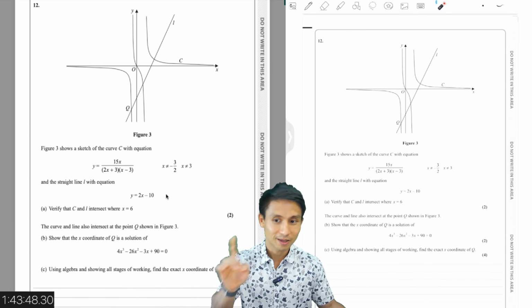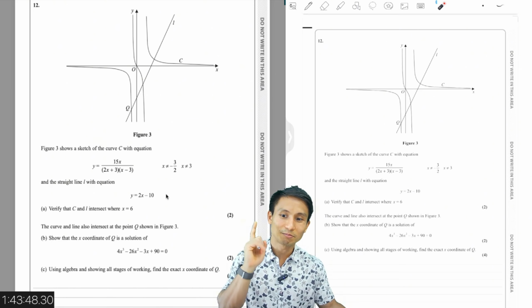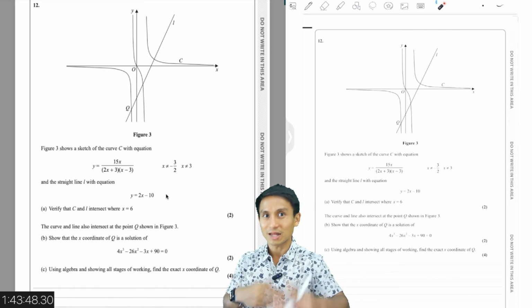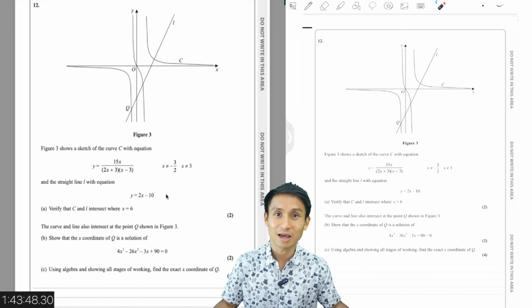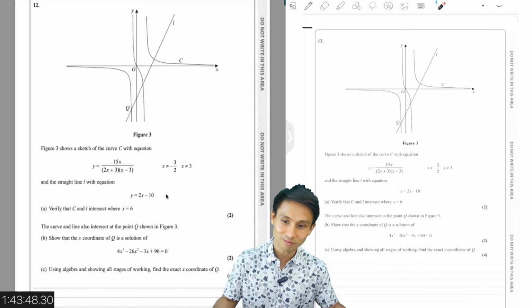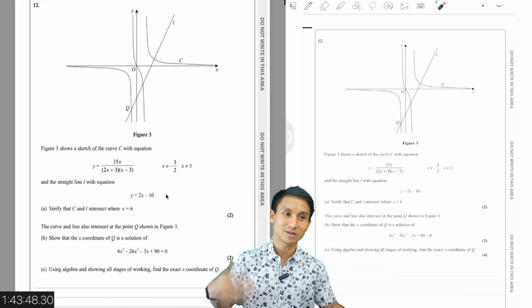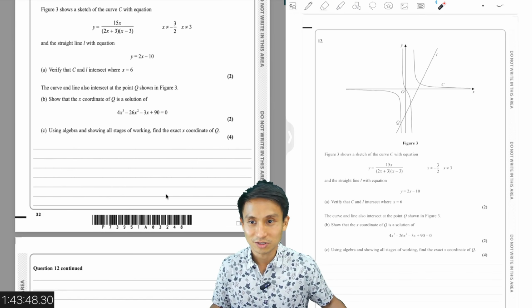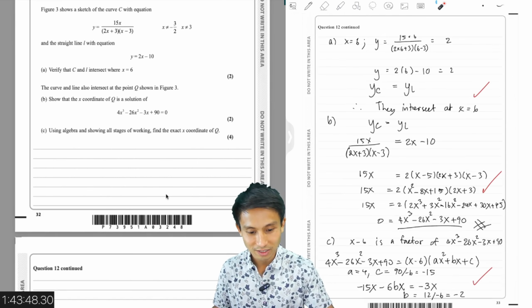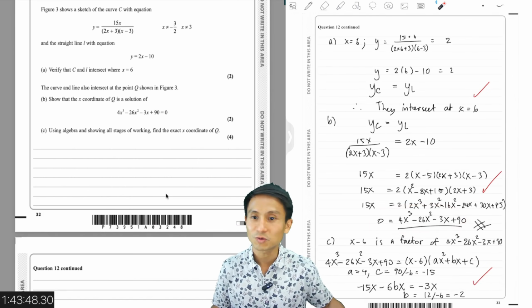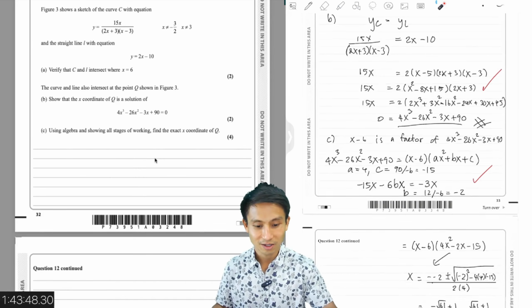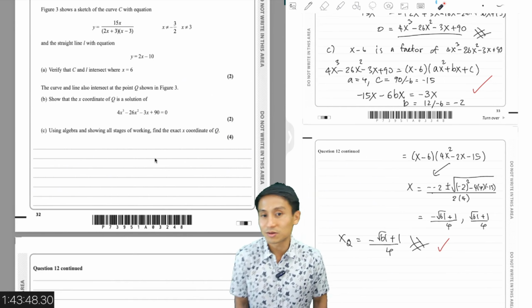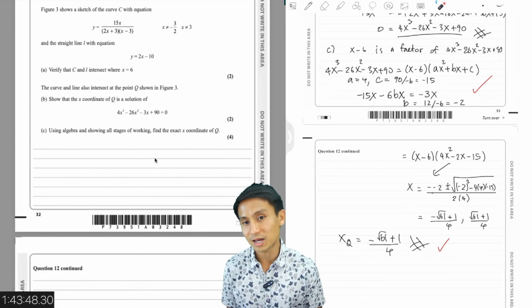But if it said show that C and L intersect where x equals 6, then you would have had to solve it algebraically here, and would have had to do part B and solve it and show that it's equal to 6. And part B there, we just algebraically derive that this is the equation where you can find the answer of intersections, and part C you just have to solve for the other x value. Yeah, exact value is this.